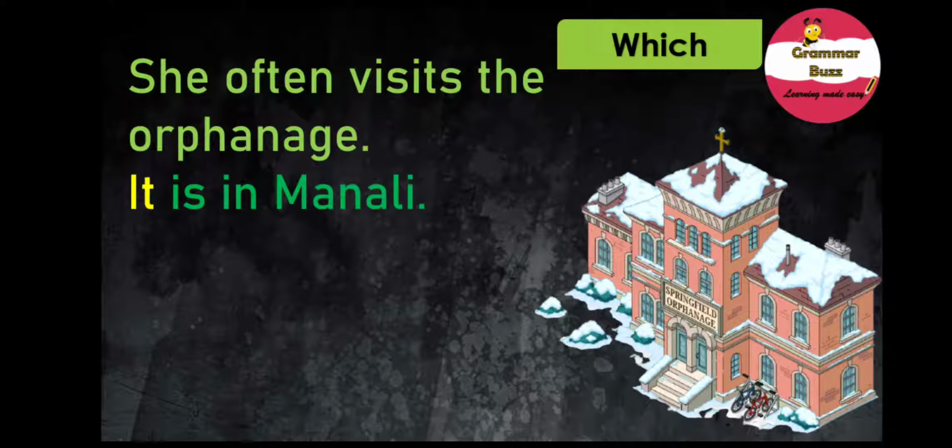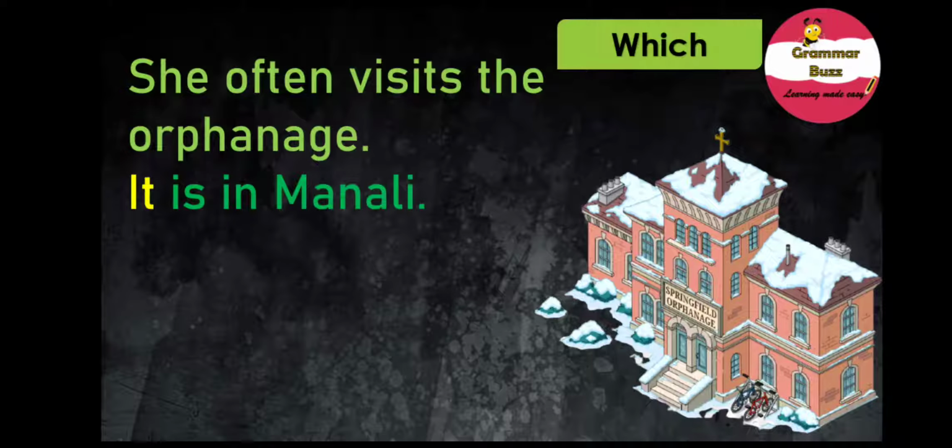The first thing we need to see in the two sentences is, what is the noun that is being repeated? Well, it is the noun orphanage. Orphanage is the noun, and the word it also applies to the same noun. So, it refers to the noun orphanage. But we need to replace the word it with a relative pronoun, don't we?